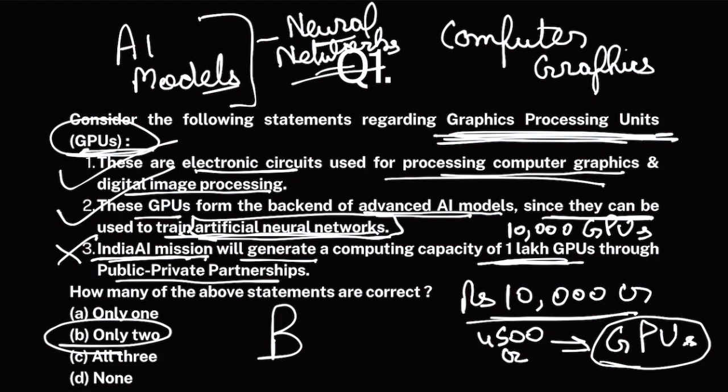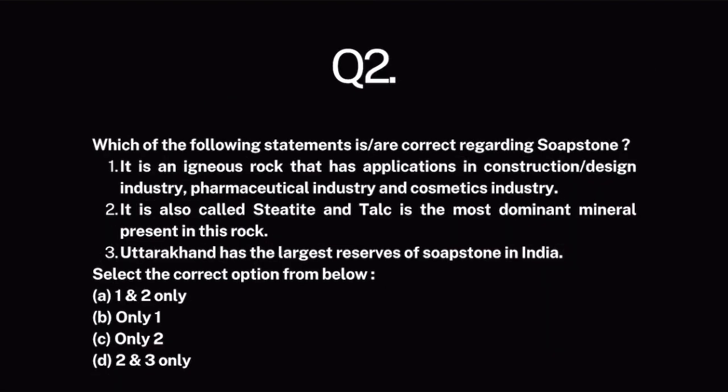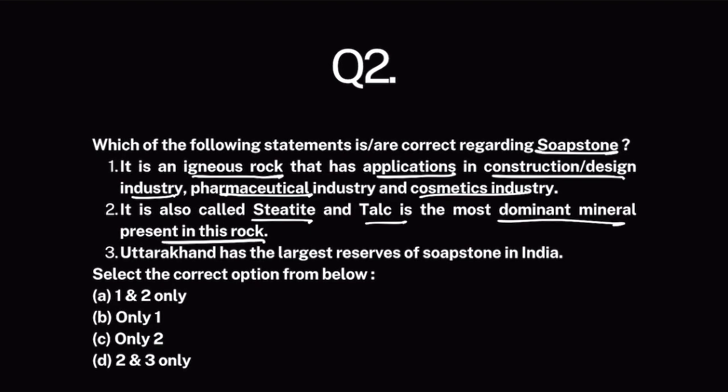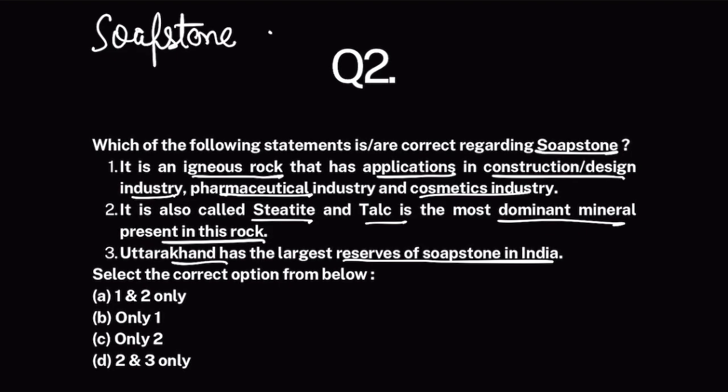Question number 2. Which of the following statements is/are correct regarding soapstone? It is an igneous rock that has applications in construction and design industry, pharmaceutical industry, cosmetics industry. It is also called steatite. Talc is the most dominant mineral present in this rock. Uttarakhand has the largest reserves of soapstone in India. So soapstone is a rock. This rock is also known as steatite.